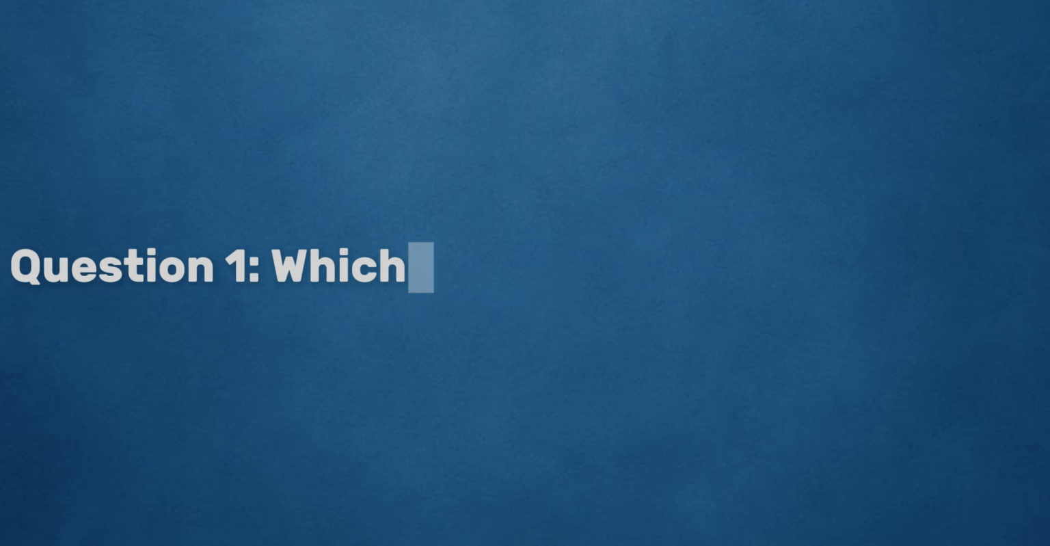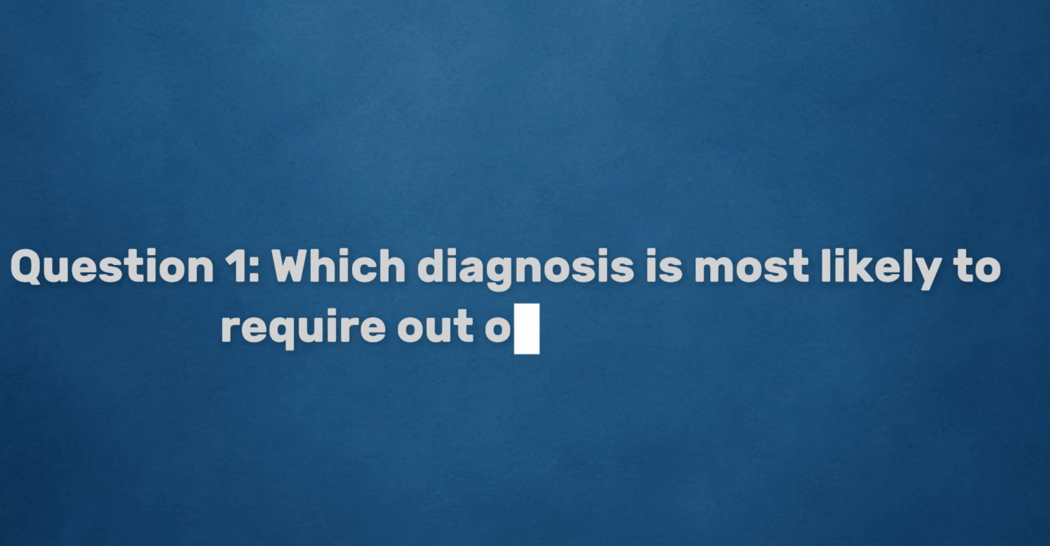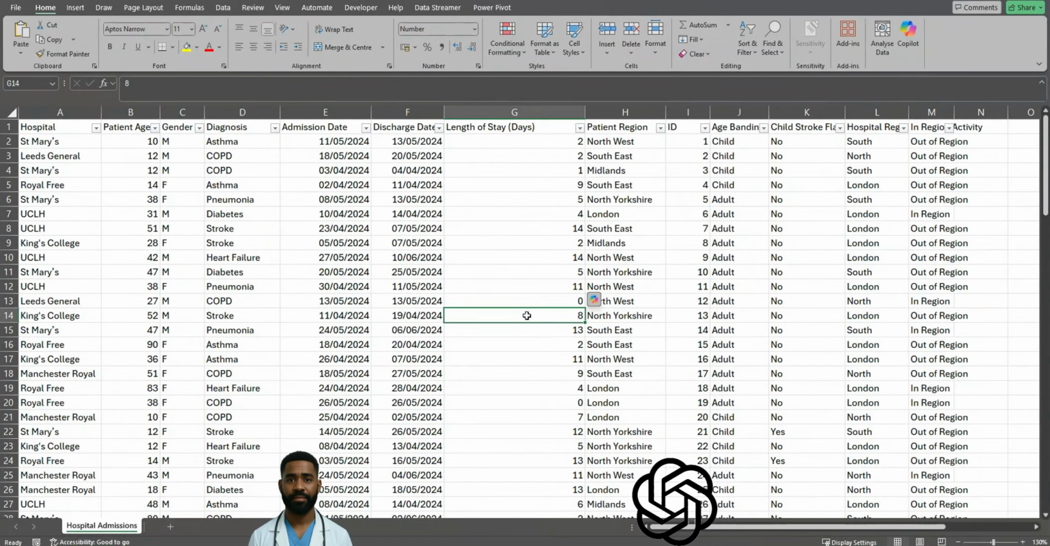Question 1. Which diagnosis is most likely to require out-of-region care? All right, this first question seems a little bit like a warm-up question, but there are layers of nuance that we can add to it to make it a little bit more complex. However, usually when someone's asking you a simple question, they want a simple answer. So we'll try to keep it simple, but apply enough nuance so that we can win, essentially.